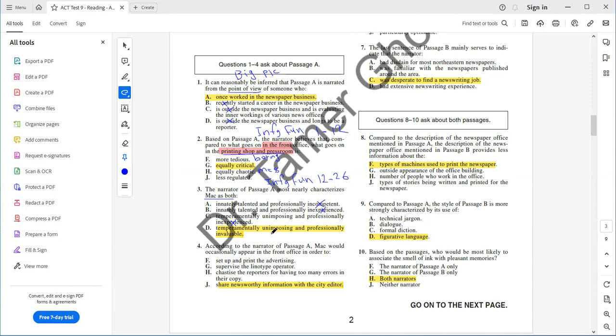Temperamentally unimposing. Do you know what unimposing means? Do you remember when he said that he never talked? You are with me or not? Yes. When he said that he never talked, he would never interfere. He is not impressive, okay? He's not the one that one loved. So unimposing means not impressive.